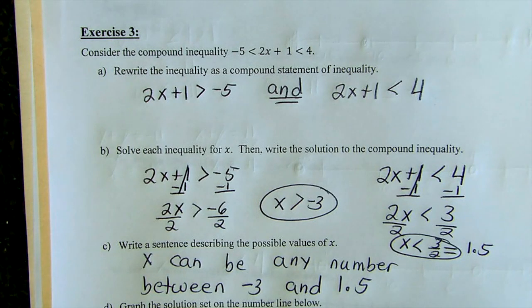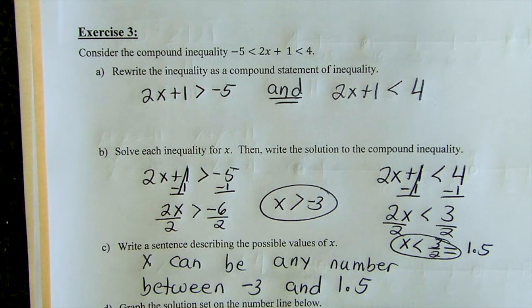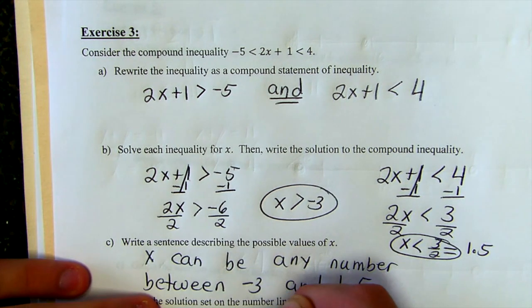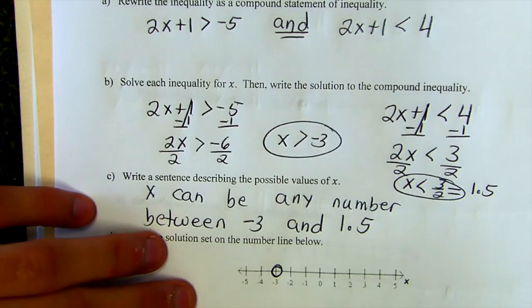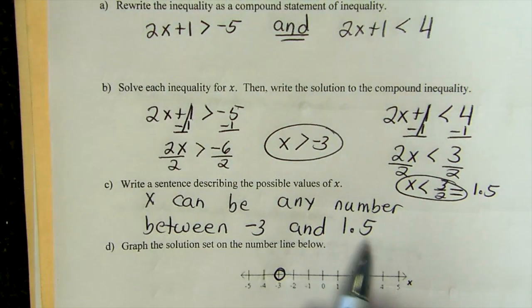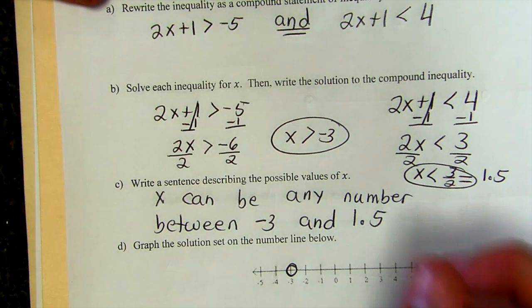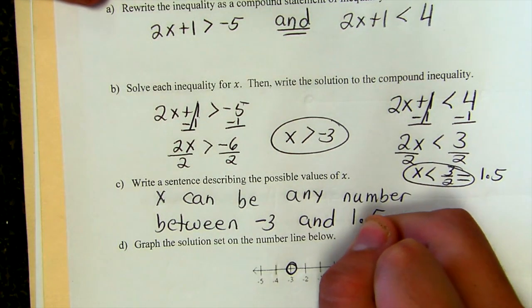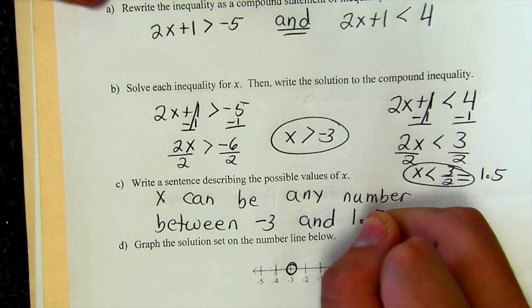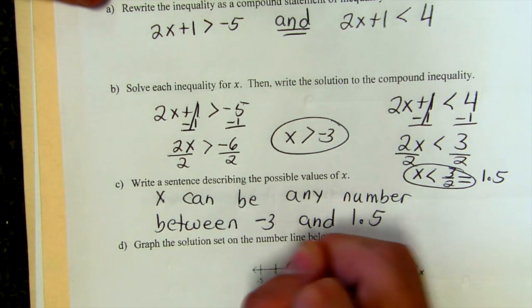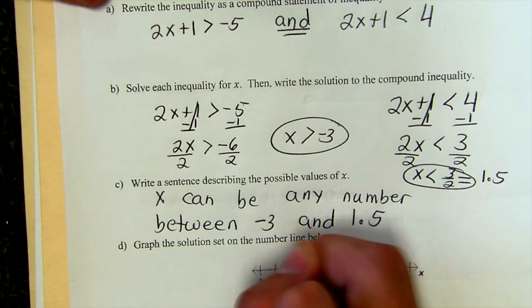Okay? And then we want to graph the solution set on the number line below. So x has to be greater than negative 3. So at negative 3, we're going to have an open circle. And then at 1.5, we're also going to have an open circle because we don't have equality. So halfway between 1 and 2, we can have an open circle. Above it, we can put 3/2 or 1.5, whichever you prefer. And then we're going to shade in between the 2 points.